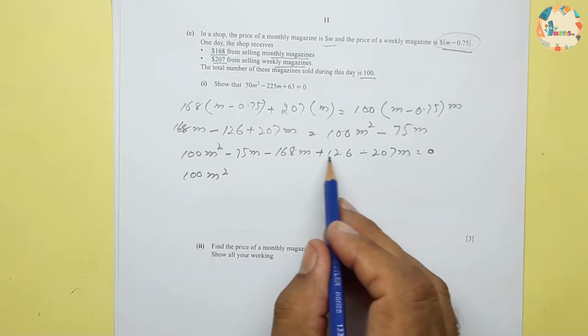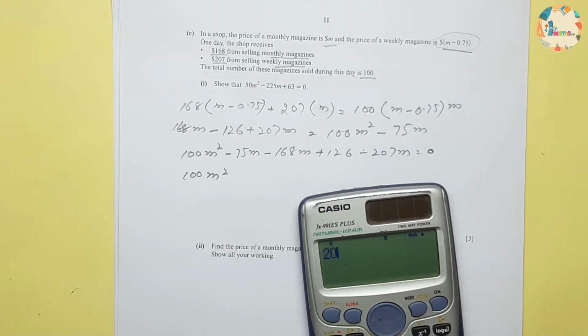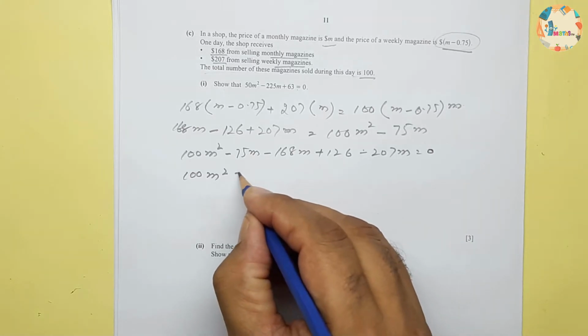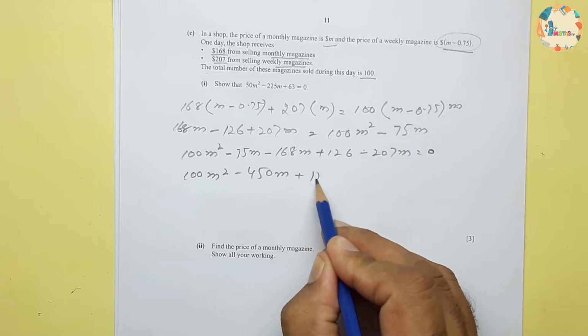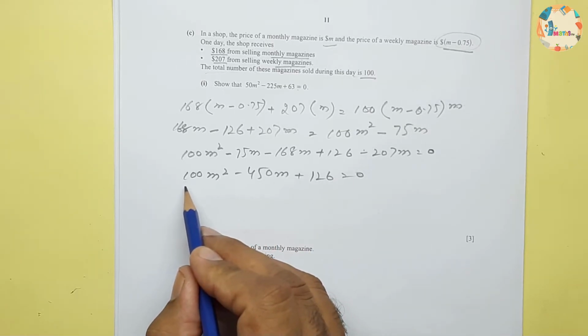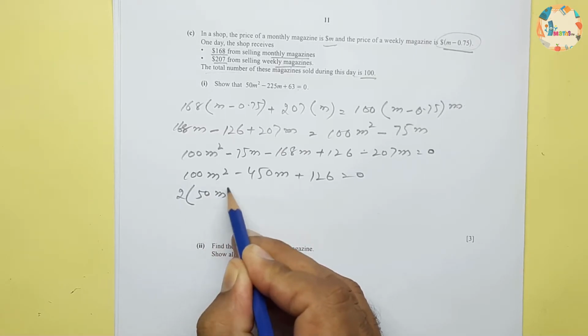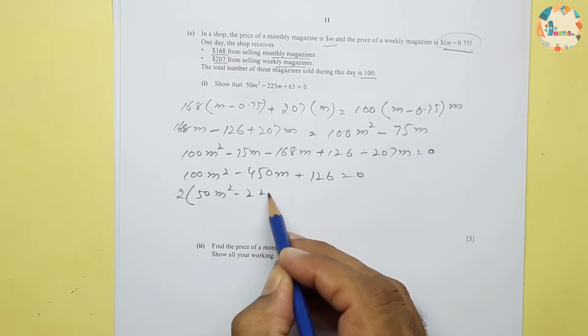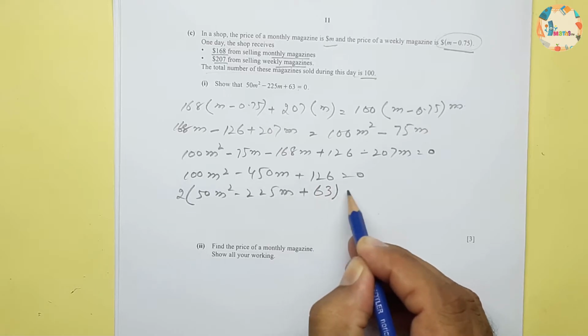We can simplify these. All three are minus, so we can combine them: 207, 168 and 75, so this will be 450. So minus 450m and plus 126 is equal to 0. So we can take 2 common. So 2 into this will be 50m squared minus 225m plus 63 is equal to 0.